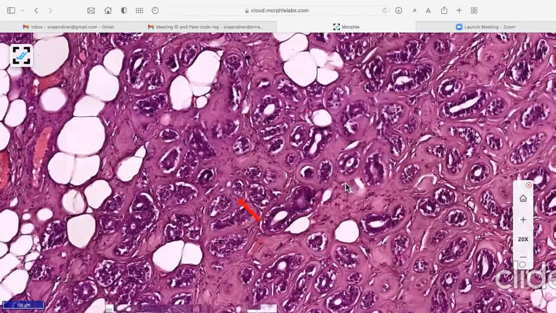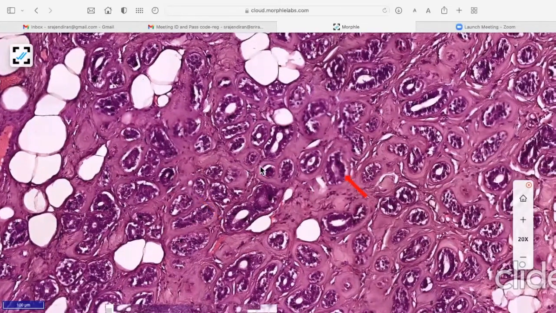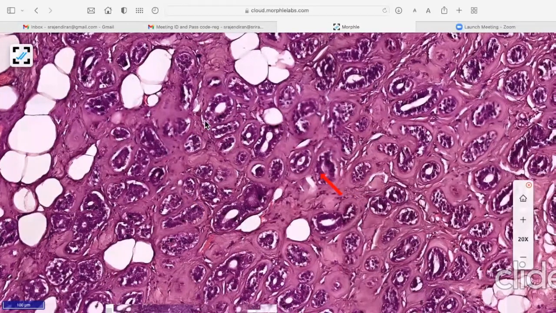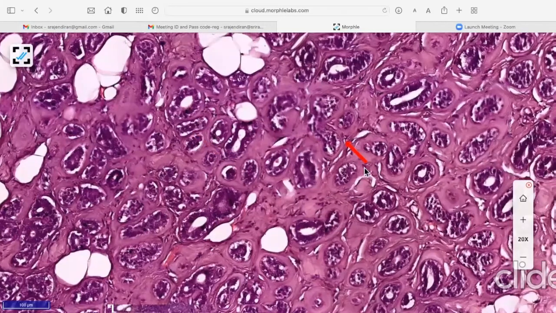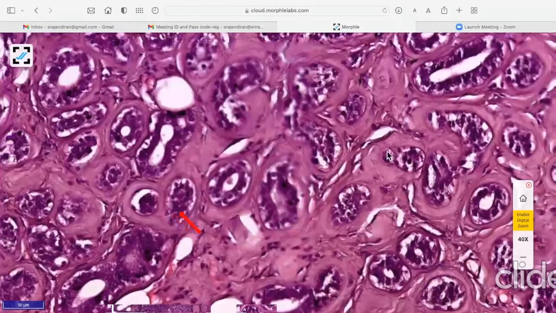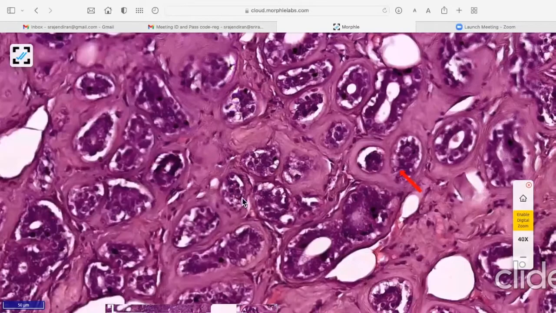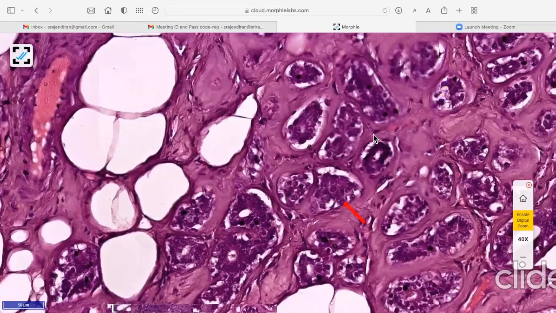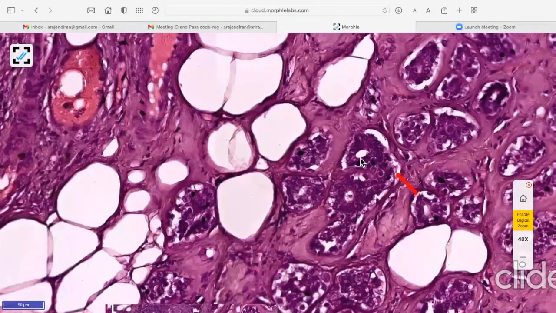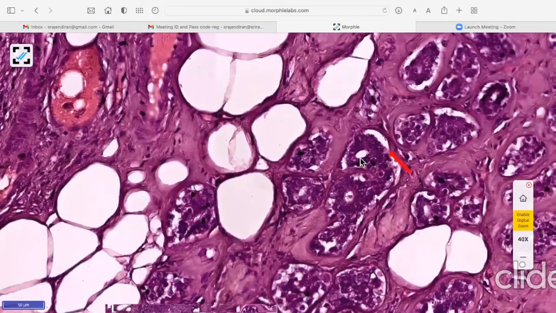Yes, you see dense sclerosis. You see the glands, and you see two types of cells: luminal epithelial cells and abluminal cells with clear cytoplasm. This is the highest power, where you can see nicely the luminal cells and abluminal cells. Some of the abluminal cells are totally vacuolated. They look like empty spaces. And this is one pattern.